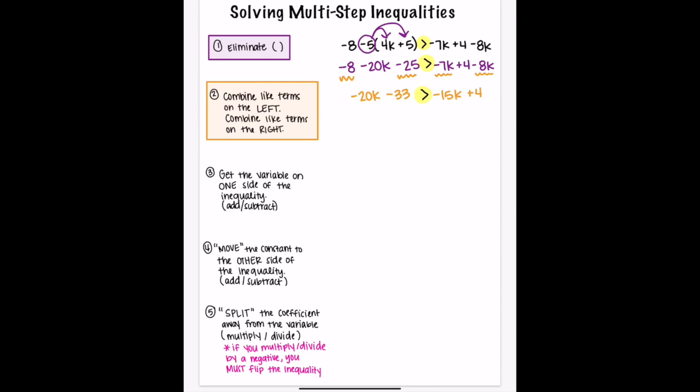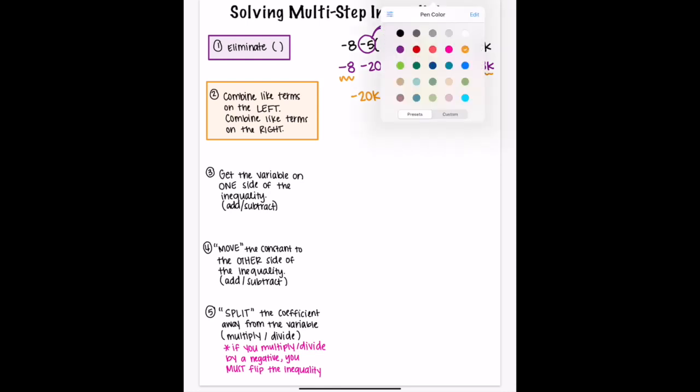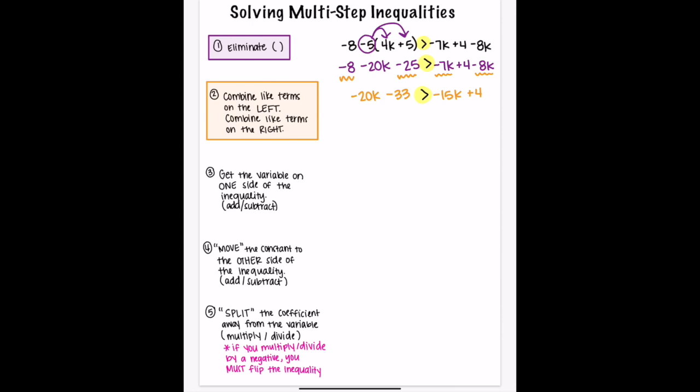All right, now we can get the variable. Notice that we have a variable k on the left and we have a variable k on the right. We want them to be on the same side of the inequality. To do that, we're going to move it by adding or subtracting it on both sides. So let's say I add 15k on both sides. You could add 20k on both sides. Either way, you'll end up with the same answer in the end. But I'm going to show you something that happens when we do this, which is a very important part of this process.